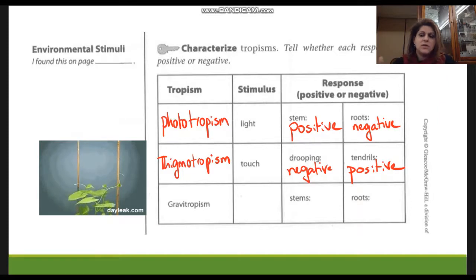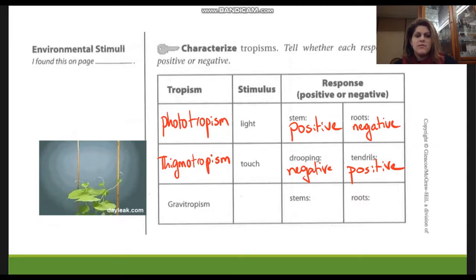Okay, as you can see in here again, you have the tendrils. Let's wait for this guy to pass. Thank you so much. And you can see the tendrils wrapping around the sticks. Okay, this is called literally thigmotropism. Okay, so that's a reaction to the stimulus, which is touch.